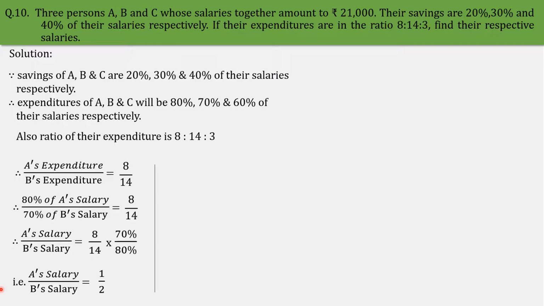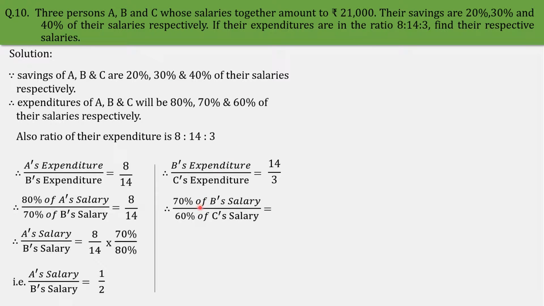Now next consider the second ratio, which is the ratio of B's expenditure and C's expenditure. That will be 14 upon 3. Now what is B's expenditure? Yes, you are right, B's expenditure is 70% of B's salary and C's expenditure is 60% of C's salary. So therefore, 70% of B's salary divided by 60% of C's salary will be equal to 14 upon 3.